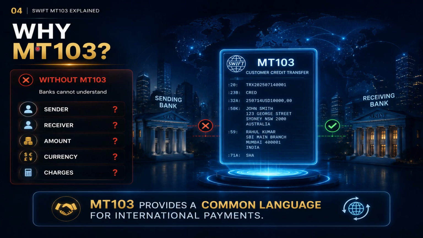Why MT103? Imagine receiving an international payment without any instructions. The receiving bank wouldn't know who sent the payment, who should receive it, how much money needs to be transferred, which currency should be used, or who is responsible for paying the transfer charges. MT103 solves this problem by providing a common language that every bank on the SWIFT network understands.